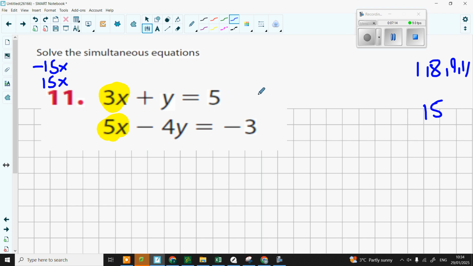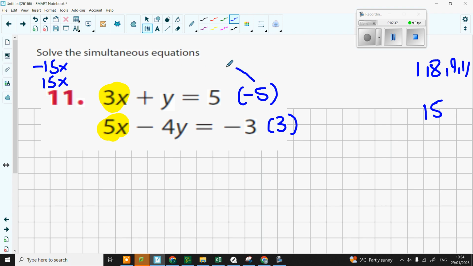So what do I need to multiply the top equation by? Not 5, minus 5, because I chose that one to be the minus 15. And what about the bottom one? Multiply by 3. Is that right? You can mix them up. Somebody could multiply the top one by 5 and the bottom one by minus 3, and it'll still work.